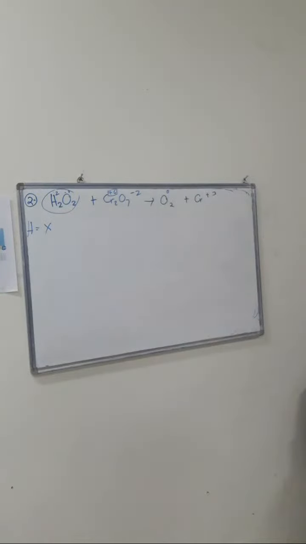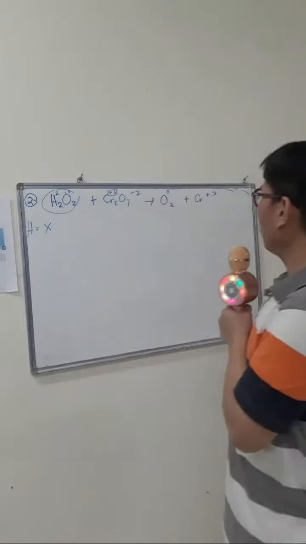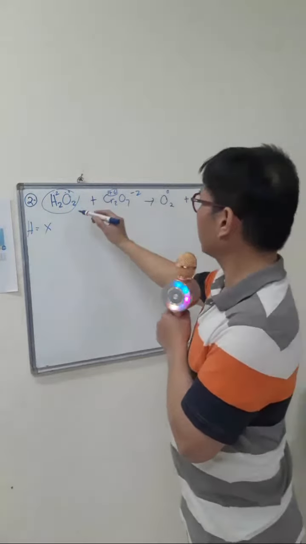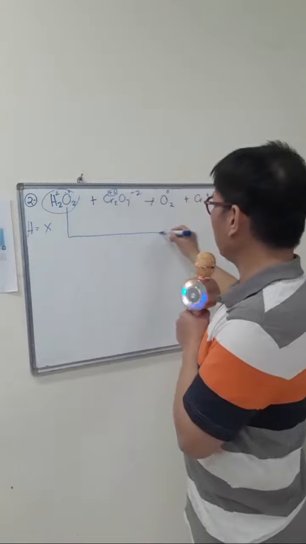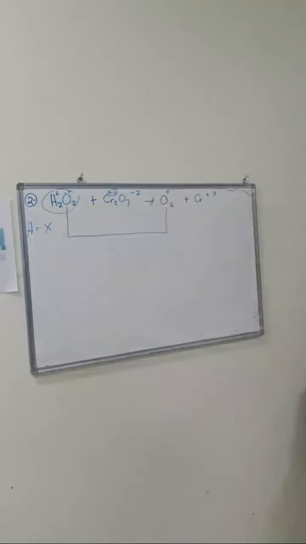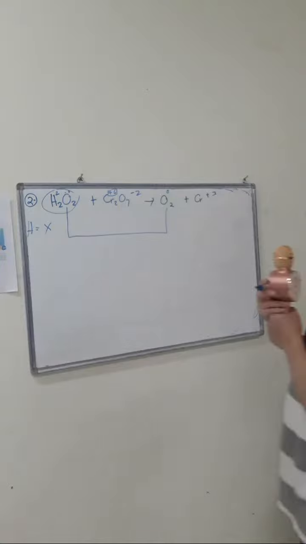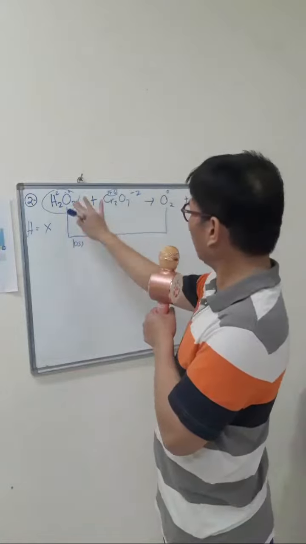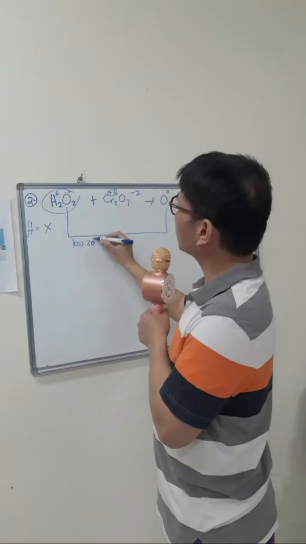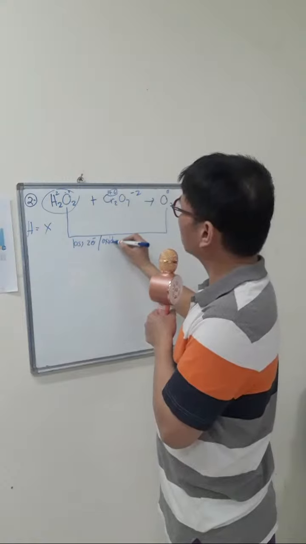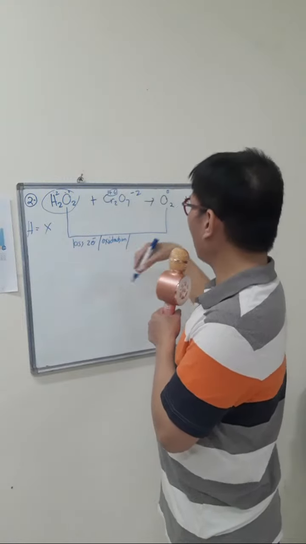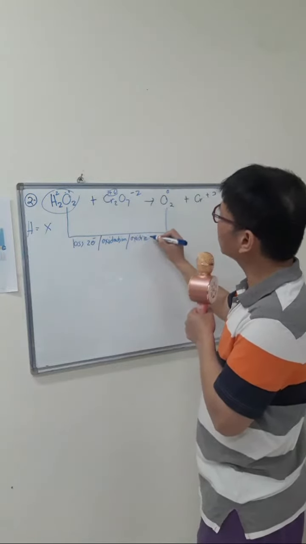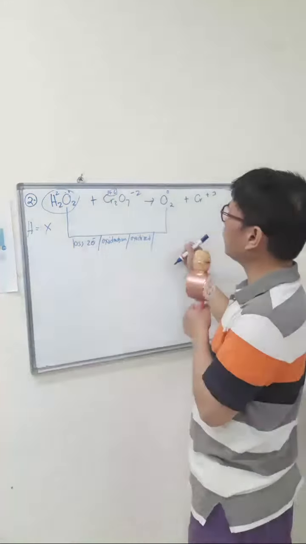Oxygen goes from negative 2 to 0. So the oxidation number is increasing, meaning loss of electrons. It loses 2 electrons, from -2 to 0. This is oxidation. Then oxygen gas is oxidized, and oxygen gas is your reducing agent.